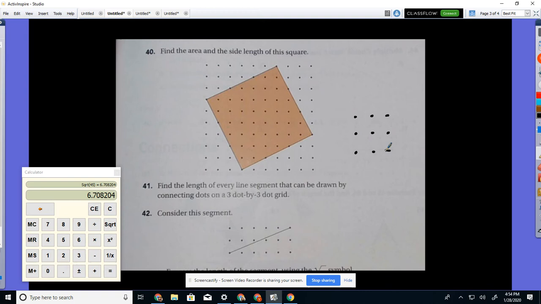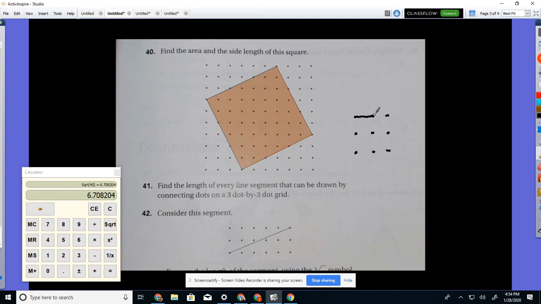Okay, so let's go ahead and skip 41. If you tried 41, kudos to you. Show me your work, I'll give you a star, because this is pretty tough, all right?